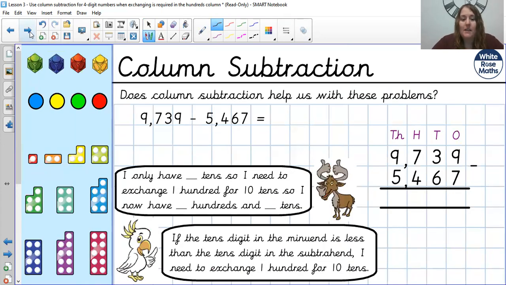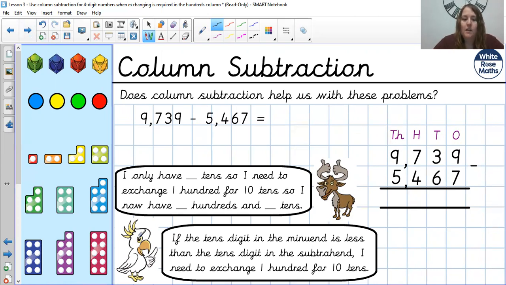Okay, let's see what this looks like in column subtraction then. So we've got the same or very similar messages from Coco and Colin down there. And our first question is 9,739 subtracting 5,467. And the first thing I've done is to make sure I've lined up the ones with the ones, tens with the tens, hundreds with the hundreds, and thousands with the thousands.